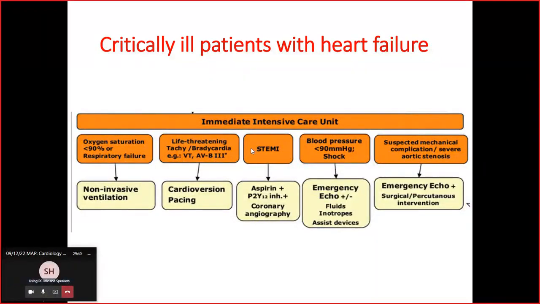If the patient presented with STEMI, acute decompensated heart failure on top of STEMI, we're going to take this patient immediately to the cath lab to perform a primary PCI. Blood pressure less than 90 or shock, emergency echo should be considered to exclude mechanical complication or severe aortic stenosis or pericardial tamponade.